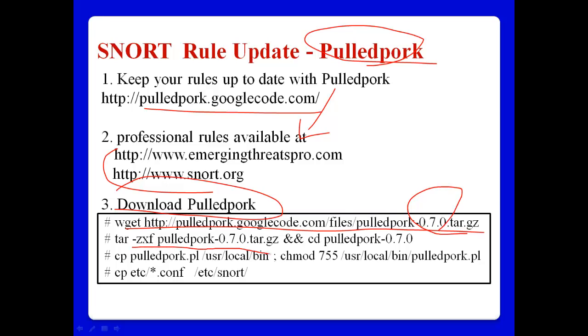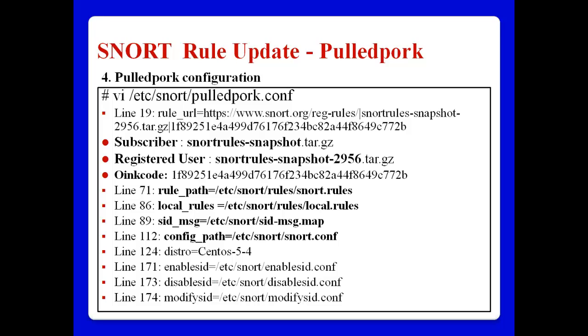After that, extract and go to this directory. Then copy this script, the pulledpork script, to the path, and give it permission here. After that, you need to copy the configuration file from Pulledpork to Snort. And now you need to configure the Pulledpork file.